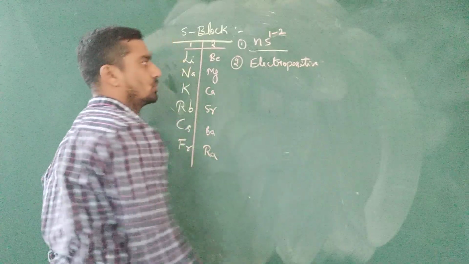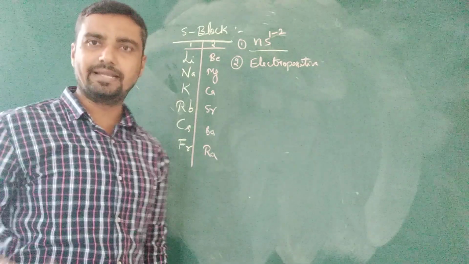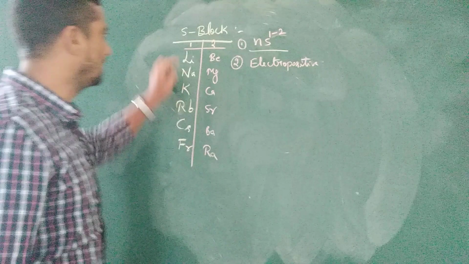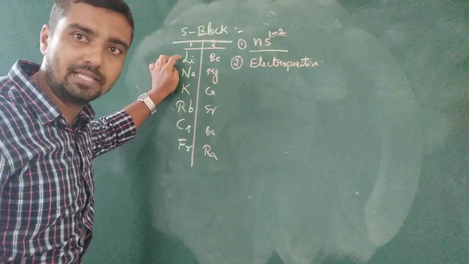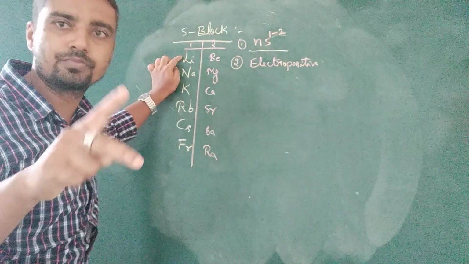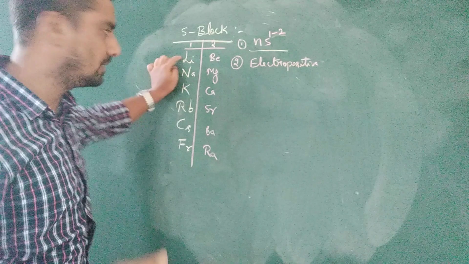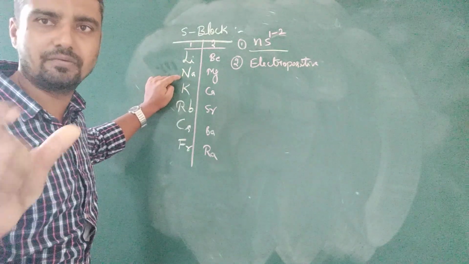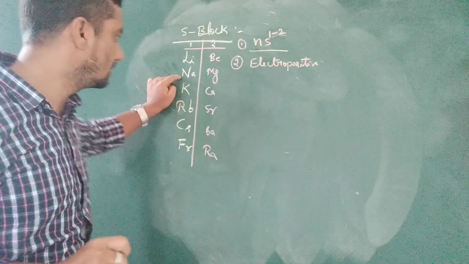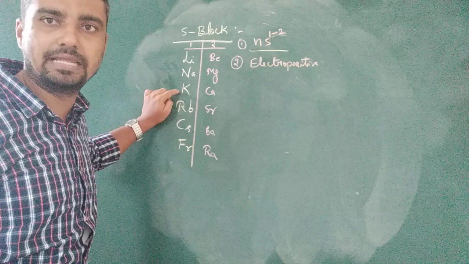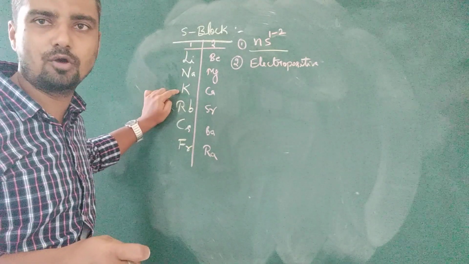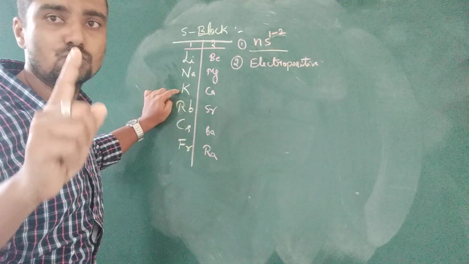Electropositive means they have the tendency to lose electrons. For example, lithium, atomic number 3, has the tendency to lose 1 electron to become stable, acquiring the configuration of helium. Sodium, atomic number 11, is eager to lose an electron to acquire the configuration of neon. Potassium has atomic number 19, and the nearest noble gas is argon, 18, so it tends to lose one electron.